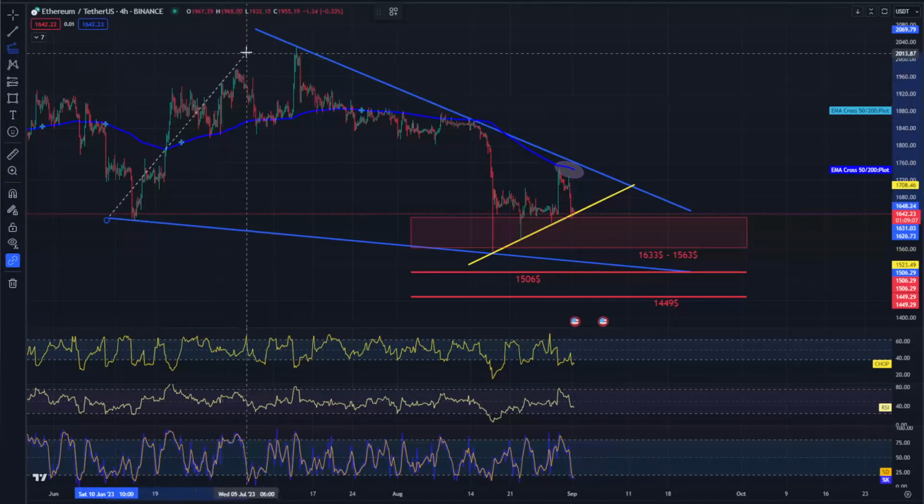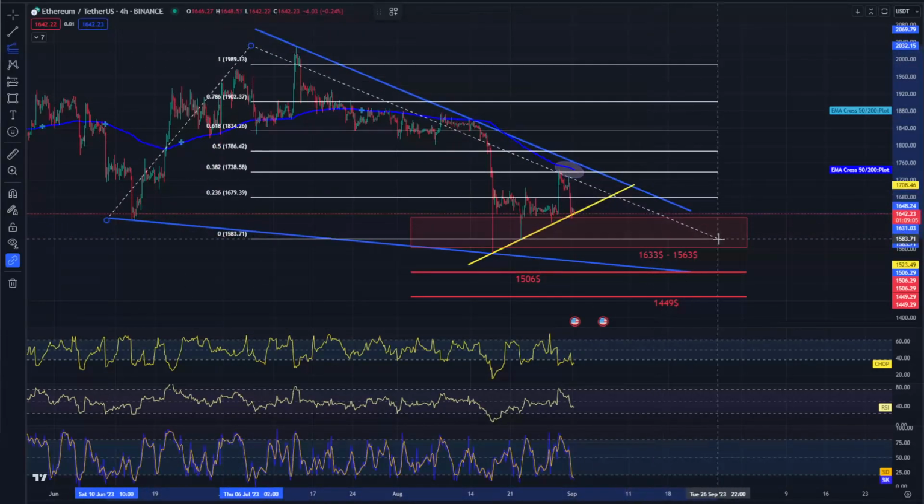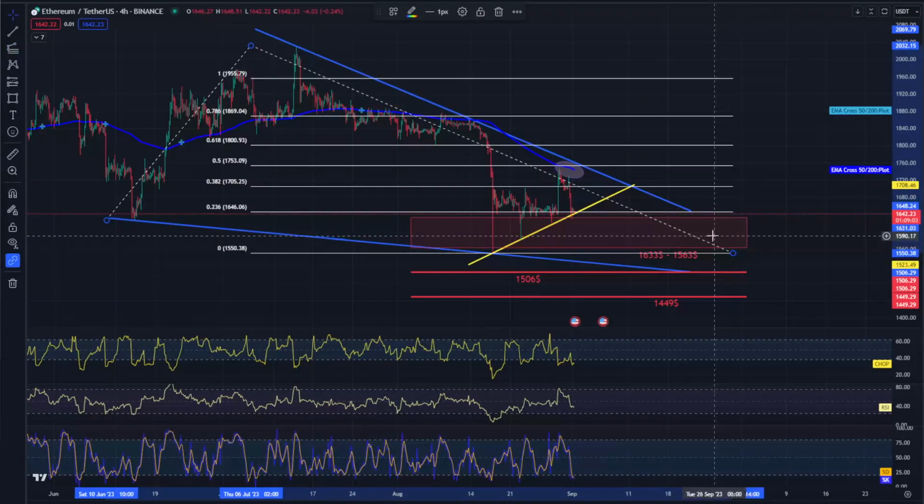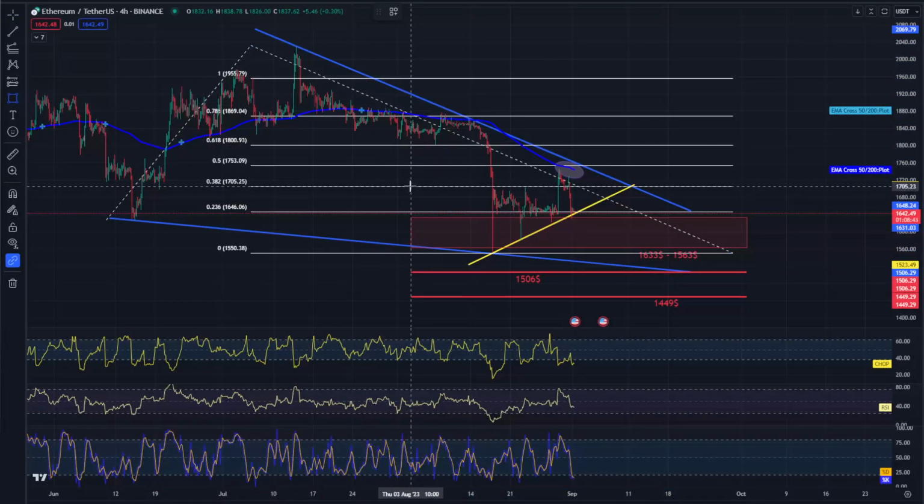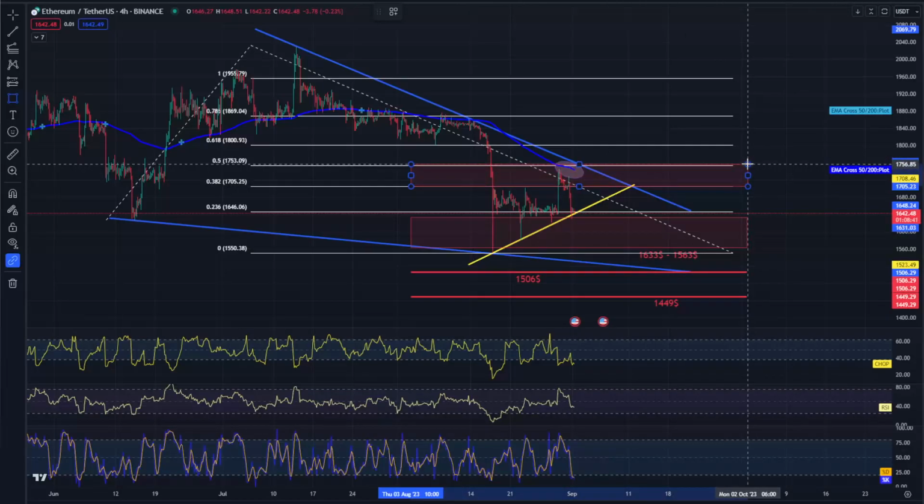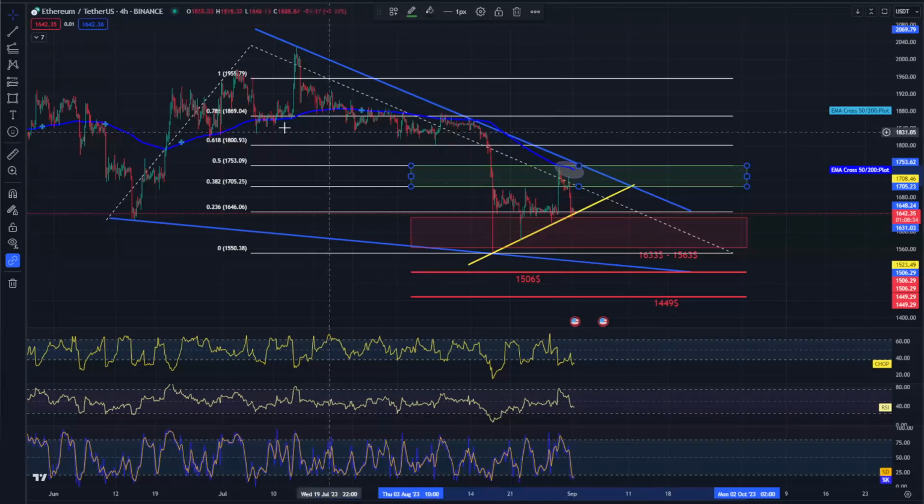Looking the other way, we can also mark the places where the price should encounter resistance on the way to increases. There is a resistance zone from $1,705 to $1,753, which has so far pushed the price down.